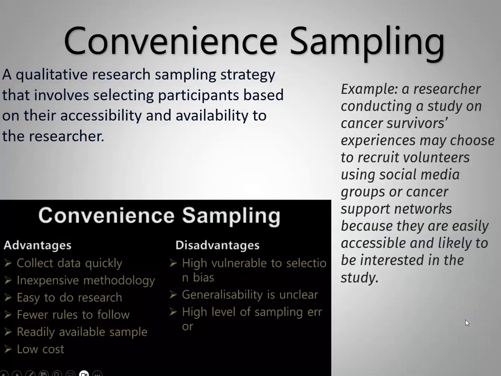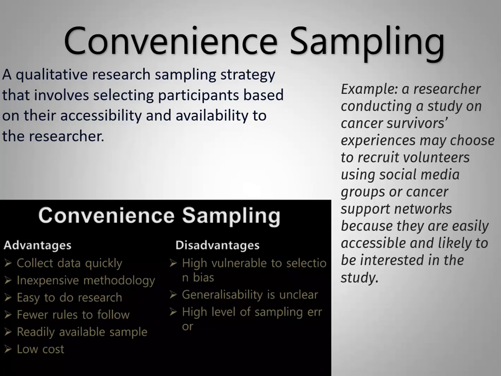Second one is convenience. It involves selecting participants based on accessibility. So the example I have here, a researcher conducting a study of cancer survivors' experiences may choose to recruit volunteers using social media. So he might put out there, hey, anybody want to do this survey? The advantages, it's easy to collect. It tends to be inexpensive, and there's fewer rules and it's low cost.